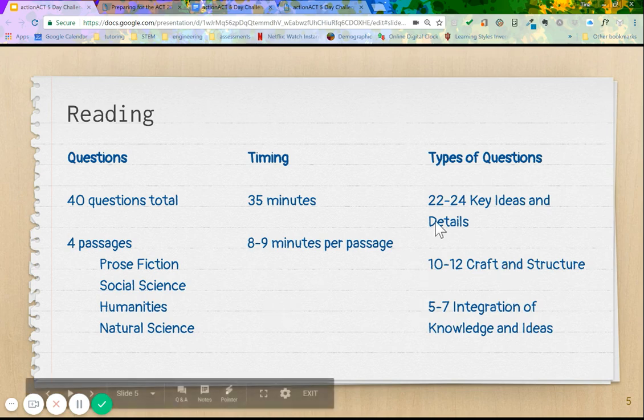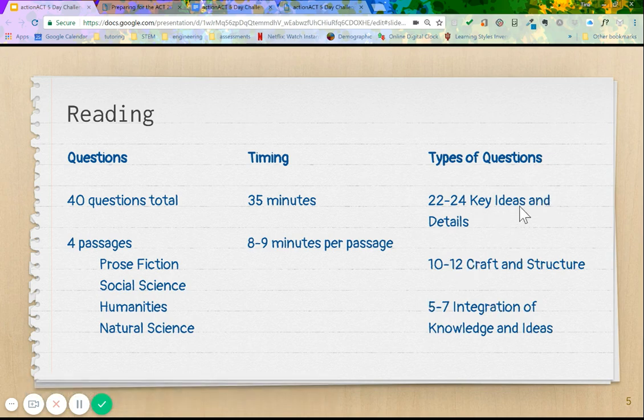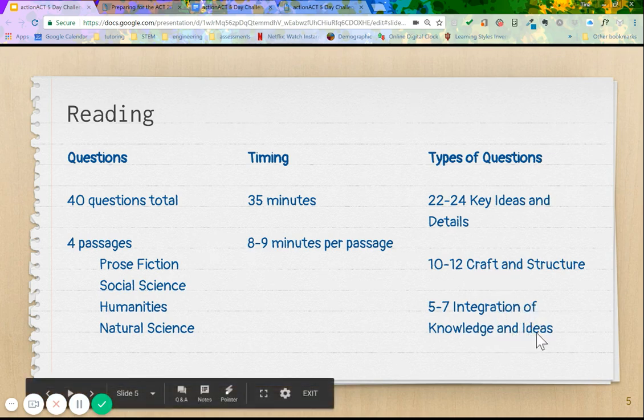The types of questions that you're going to see: main ideas, key ideas, and details. You're going to see some about the structure of the passage, and then integration of knowledge and ideas is going to be kind of reading between the lines.